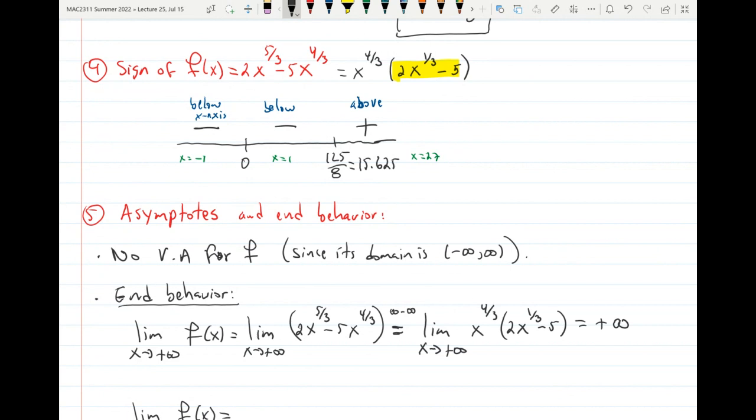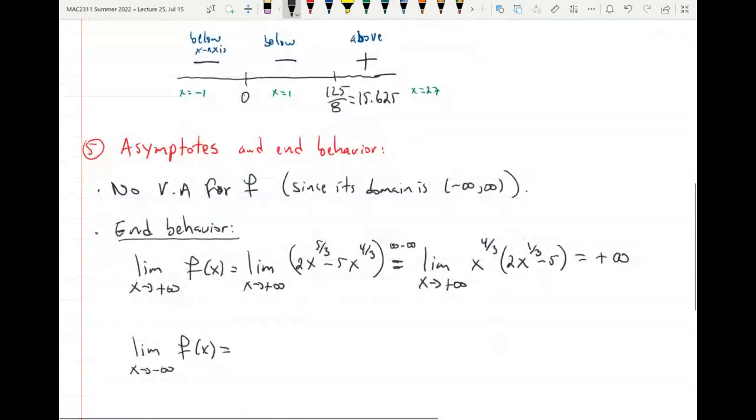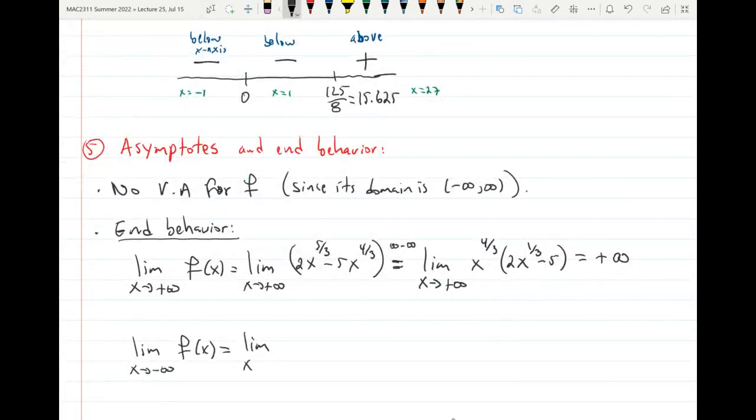Okay. All right. So we know that when x approaches positive infinity, the function goes up to positive infinity. And now here is a similar thing. So we have 2 times x to the 5 over 3 minus 5x to the 4 over 3. Once again, when x approaches negative infinity, this part here goes to negative infinity, but then this one is going to go to minus positive. So negative infinity, and then this one is going to be minus x to the 4 over 3, that goes to positive infinity because of the 4.